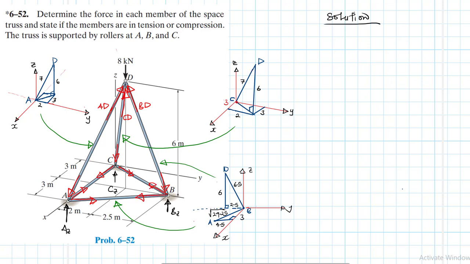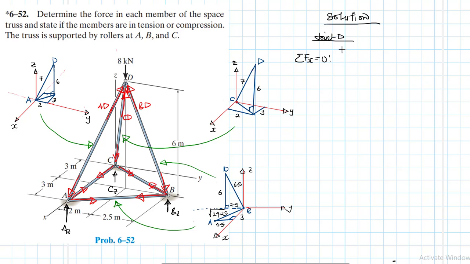Okay, so now let's write our equations of equilibrium. Let's start with joint D. Let's apply the equations of equilibrium. We start with summation of forces in the x direction, like so. What do we have? We have AD.